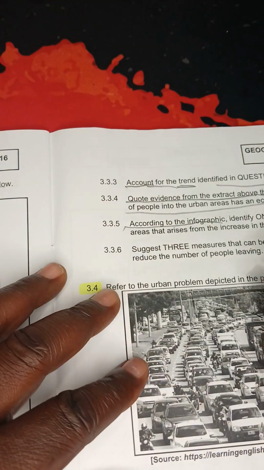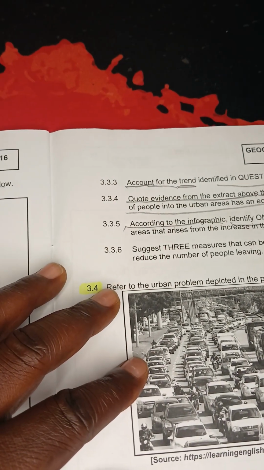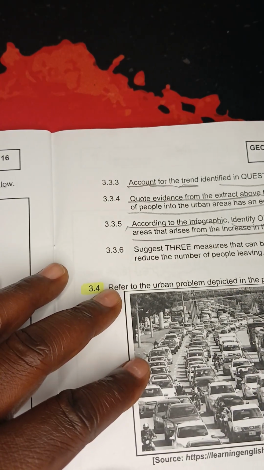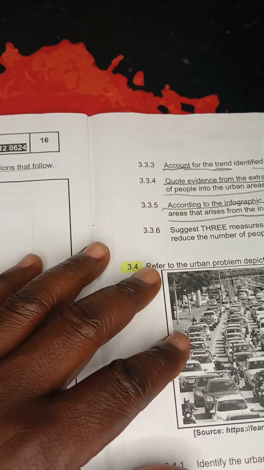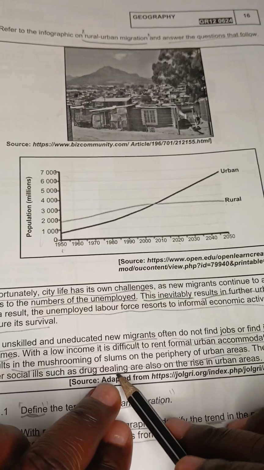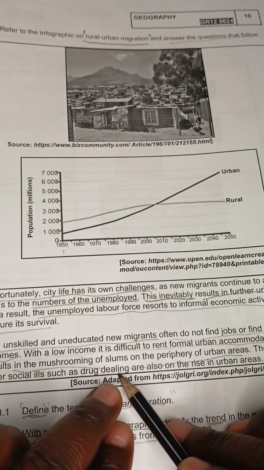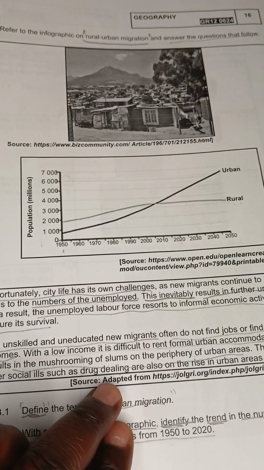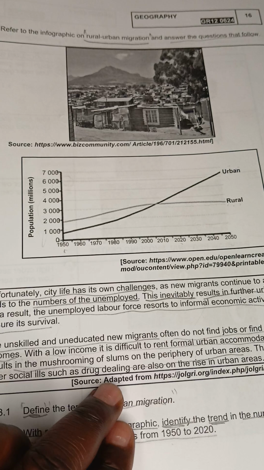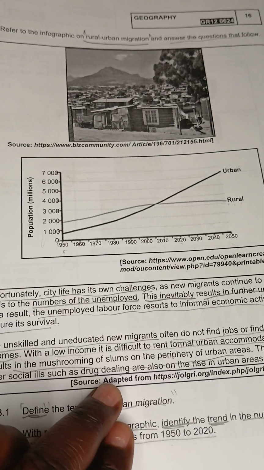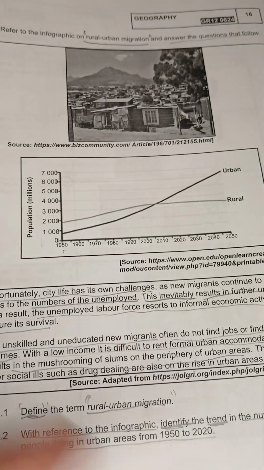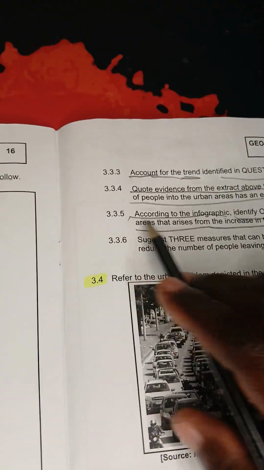Then 3.3.5. According to the infographic, identify one social injustice in the urban areas that arises from the increase of the urban population. Of course, we were talking about some of the social injustices. There's something that has to do with drug dealing here. That's a social injustice. Something to do with crime. The crime rate increases. This is also a social injustice. We are talking about the formation of slums, number one. Crime rate increases, drug dealing, the social evil. So any one of those qualifies to be an answer for 3.3.5.